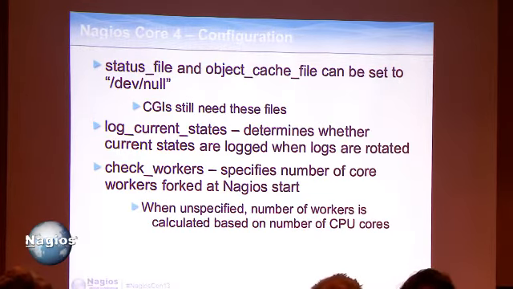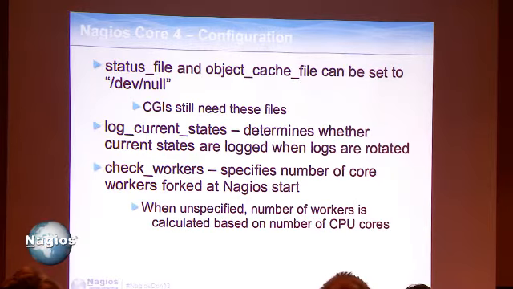There's a new option, log current states. In Core 3, whenever logs were rotated, the system would log the current state of all hosts and services at the beginning of that log file. The reason for that being that if you're doing, for example, an availability report and a host hasn't changed for a long, long time, if you didn't have that information, you might not know what state it was in at the beginning of your availability period. This enables you to disable that, and in large environments that can save you disk space and time when log rotations occur.